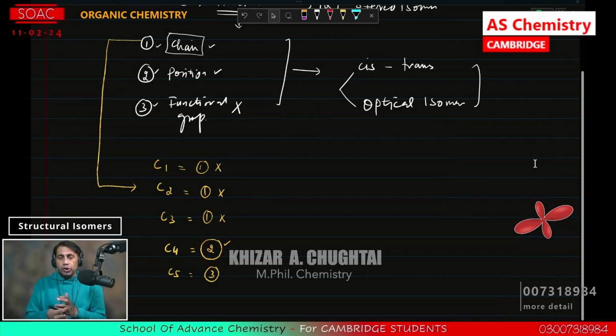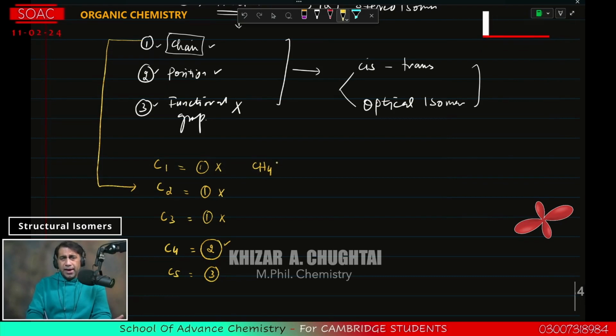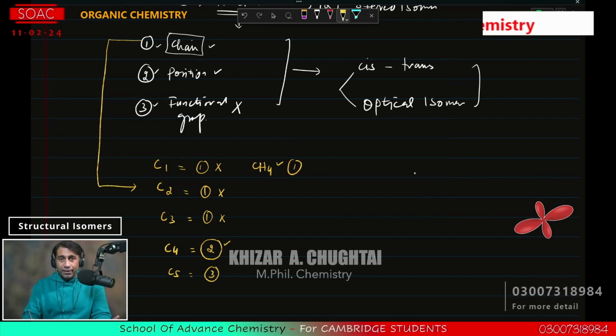Let's talk about it. So I'm going to tell you the chain isomer. First of all, whenever you are going to draw the chain isomers, you will concentrate on these numbers. For example, there is methane. There is only one carbon, so it's having only one structure. There is no other possible isomer for methane.